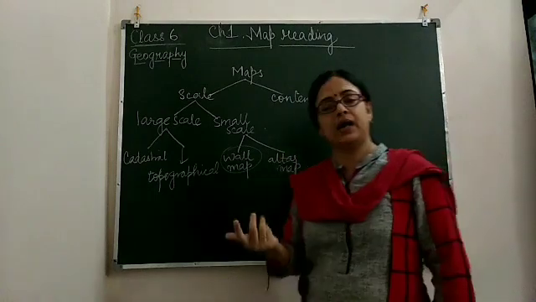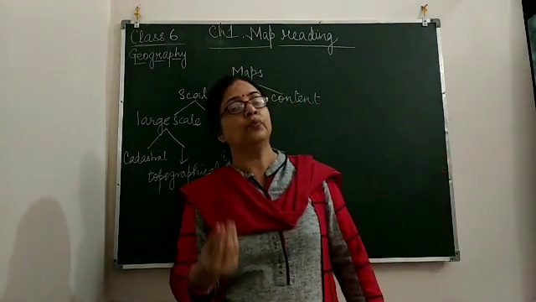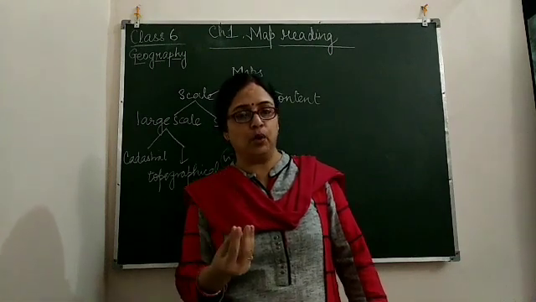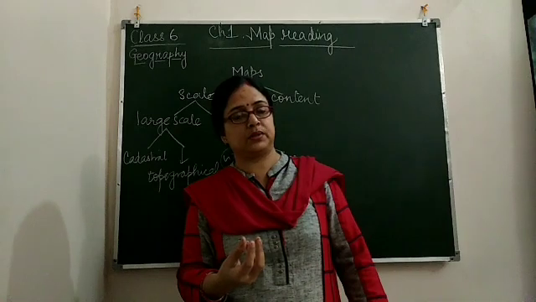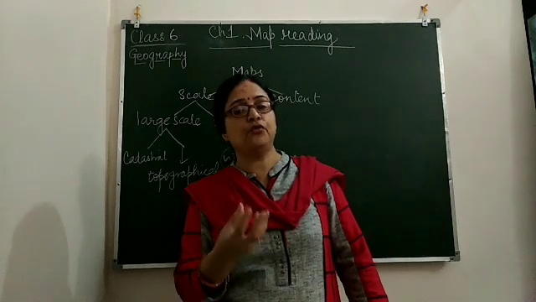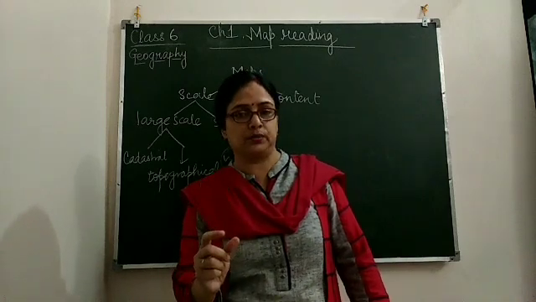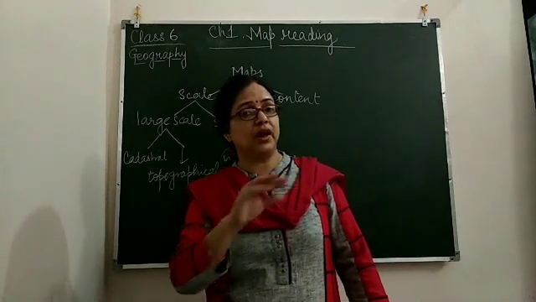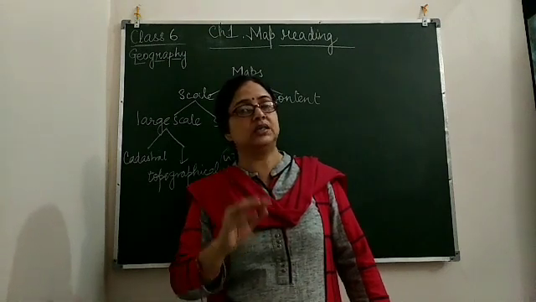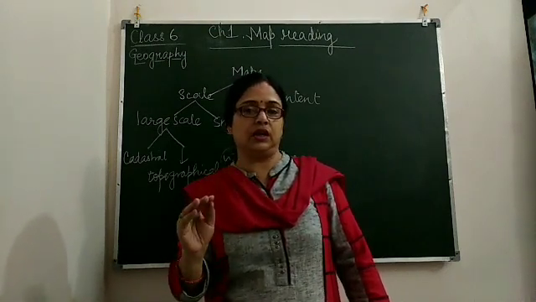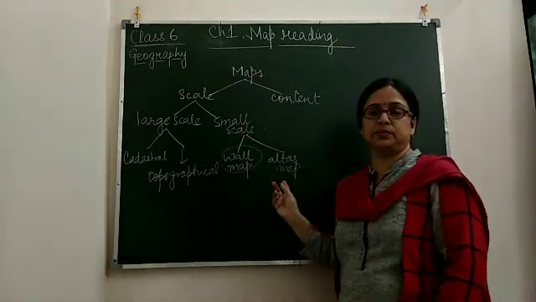Next is the atlas map. Atlas, you already know, is a collection of maps in the form of a book, in which we find a lot of maps which contain each and every detail. These are called atlas maps.